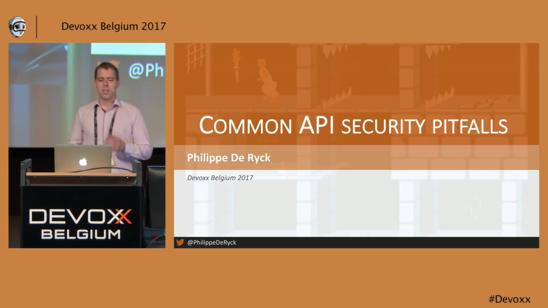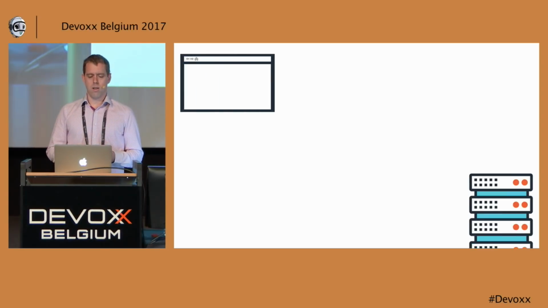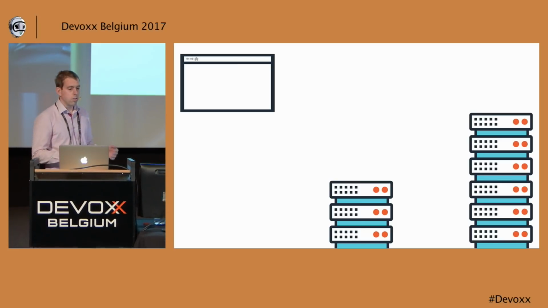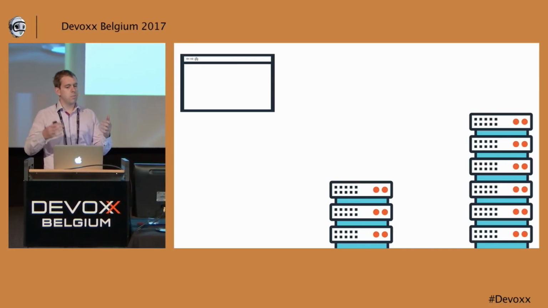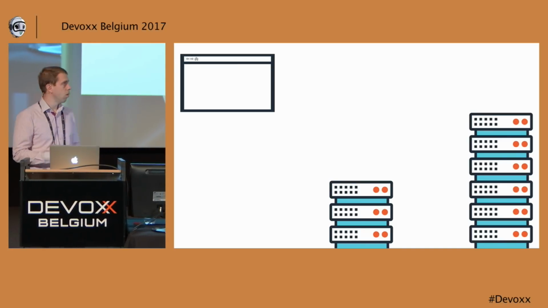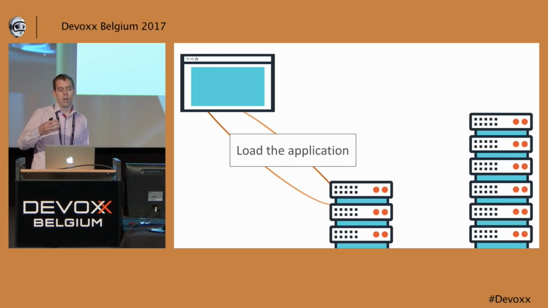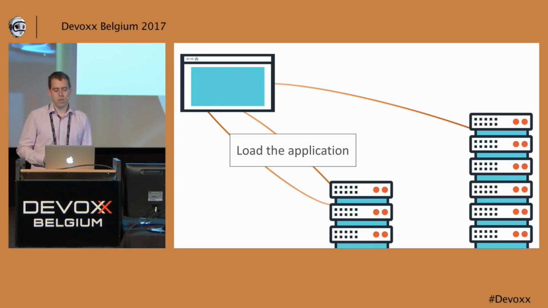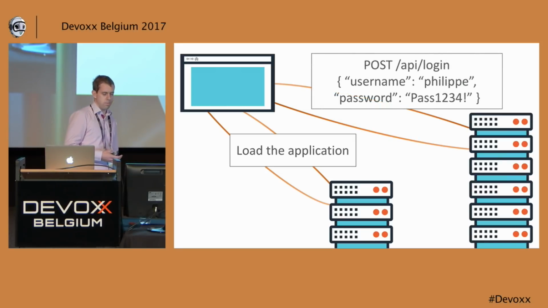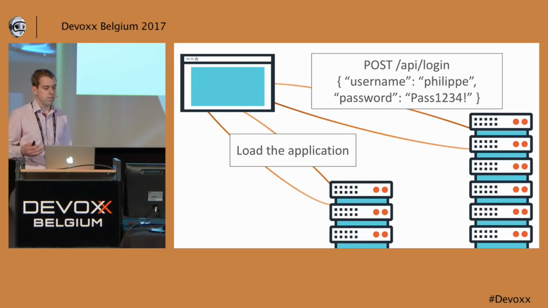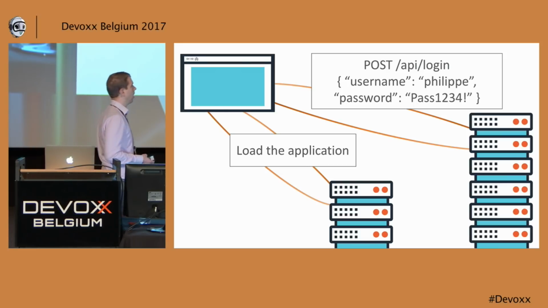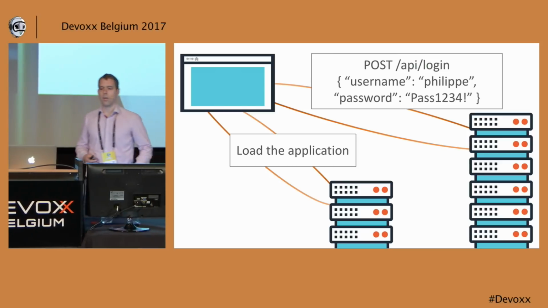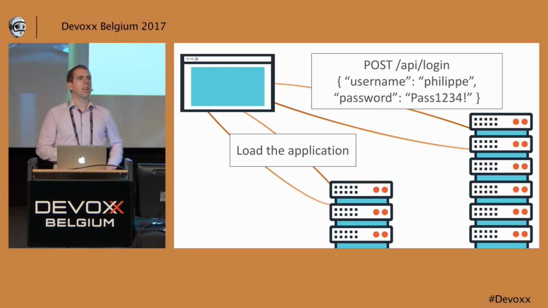Before we get started, I want to set the scene a bit. What do we mean by an API? What are we talking about? Well, in general, this talk is going to be about web APIs. So you have a browser that loads an application from somewhere, and essentially that application is going to access an API in the backend. It's going to fetch some JSON data, or send some JSON data and potentially get something in return after authenticating.